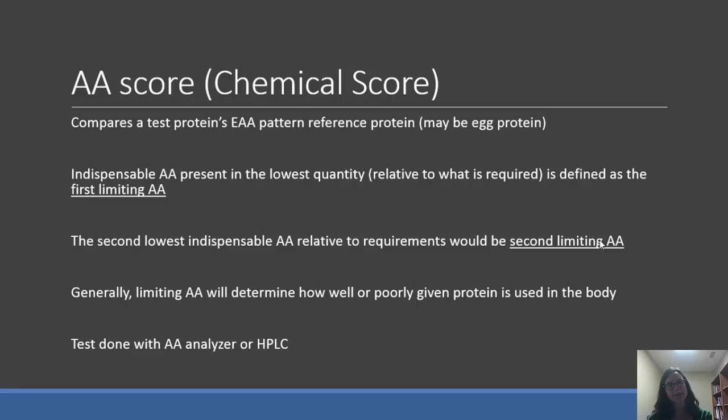then the second most limited essential amino acid is considered the second limiting amino acid. So generally, the limiting amino acids will determine how well or how poorly the given protein is able to be used in the body. So it really measures its completeness. And this test is done with an amino acid analyzer or high-performance liquid chromatography.